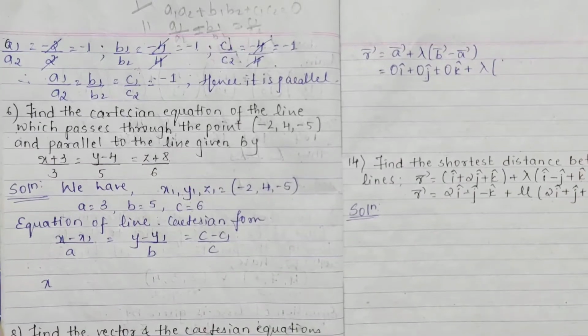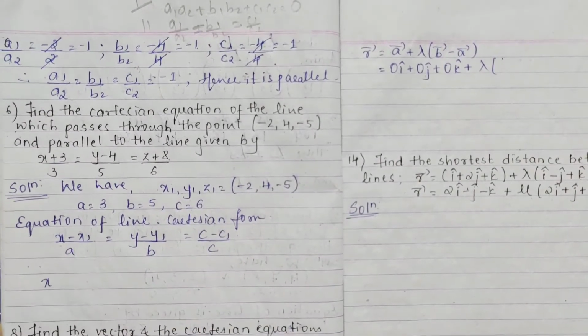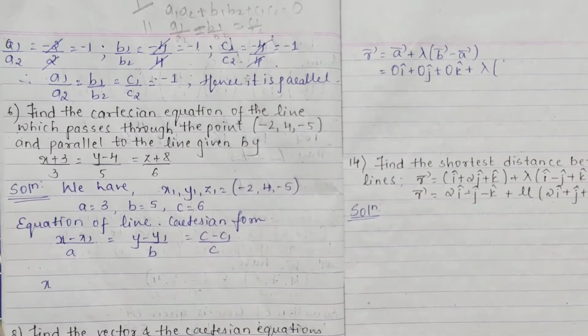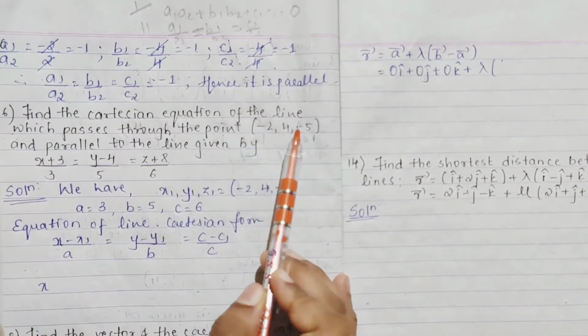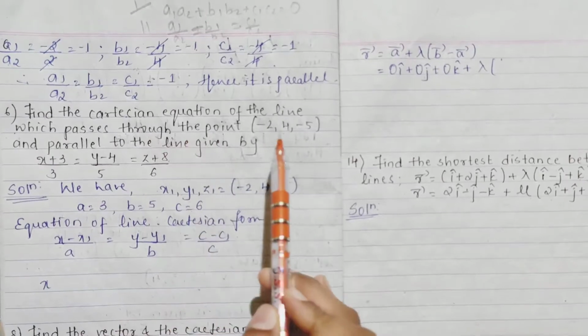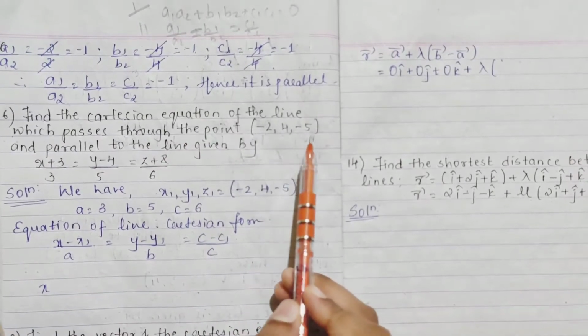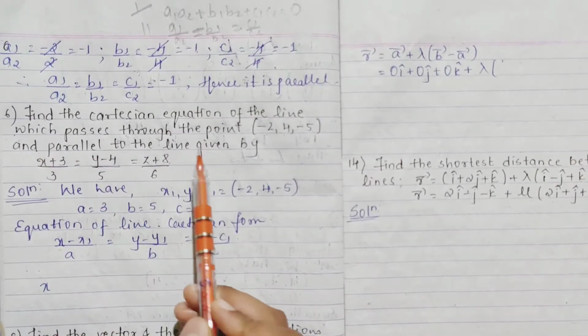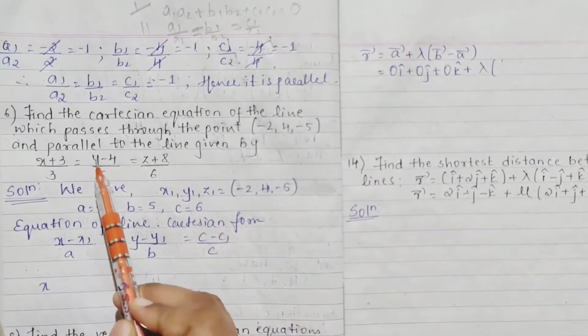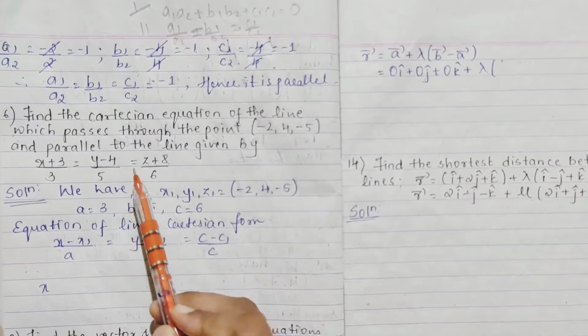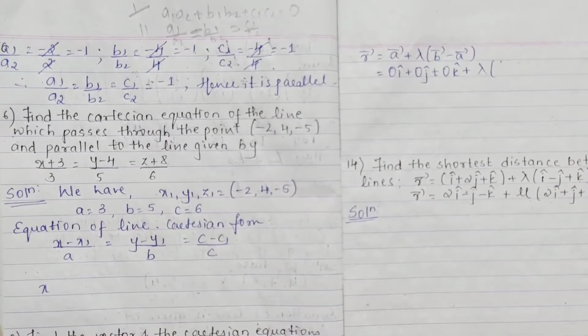Next question, I have taken the sixth one. We have done the first and third. Now we are proceeding to the sixth part. Find the Cartesian equation of the line which passes through the point (minus 2, 4, minus 5) and is parallel to the line given by (x plus 3) divided by 3 equal to (y minus 4) divided by 5 equal to (z plus 8) divided by 6.